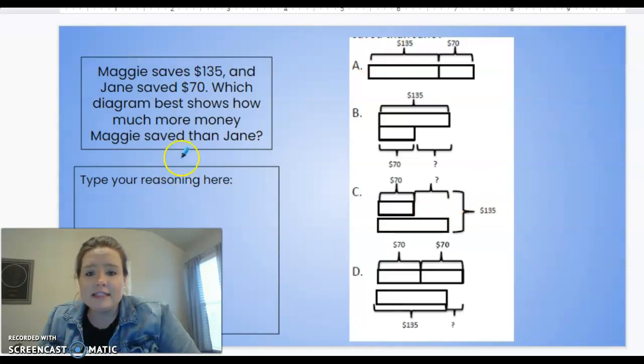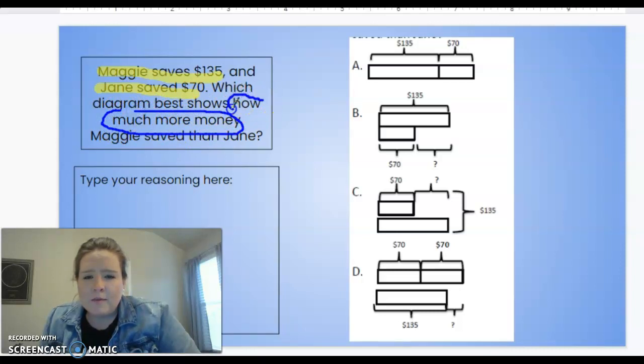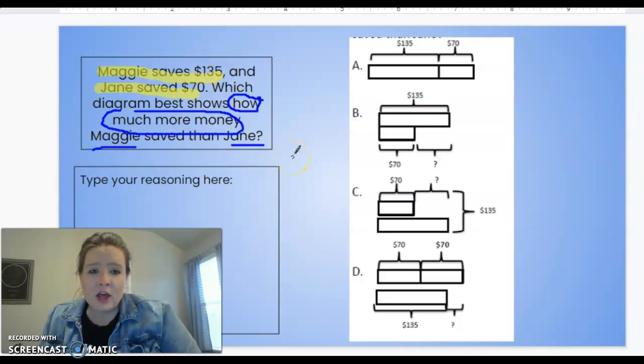Okay, so let's look at this. Maggie saves 135 and Jane saved 70. Which diagram best shows how much more money Maggie saved than Jane? Well, do I know how much money Jane has? We do. We know that Jane saved 70. And do I know how much money Maggie has? We do. Maggie saved 135. Okay? So let's look at our answer choices.